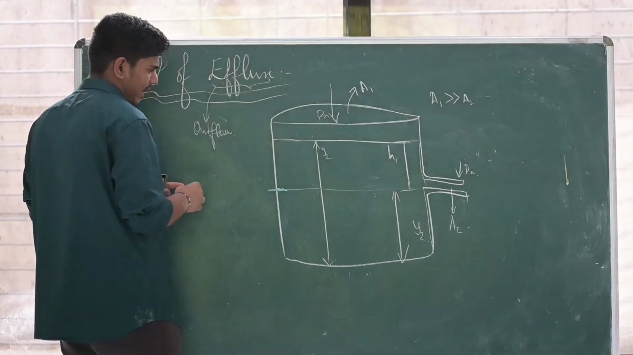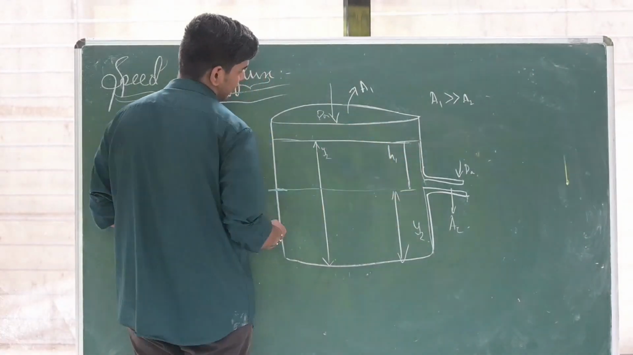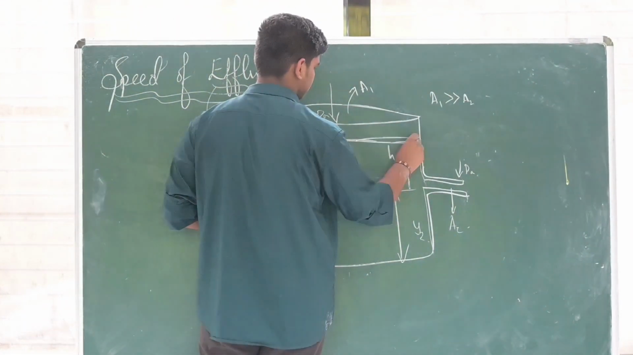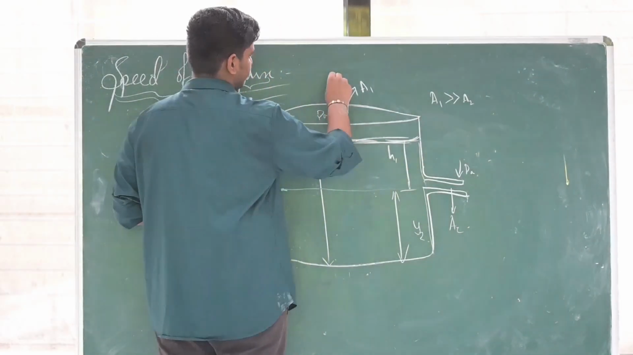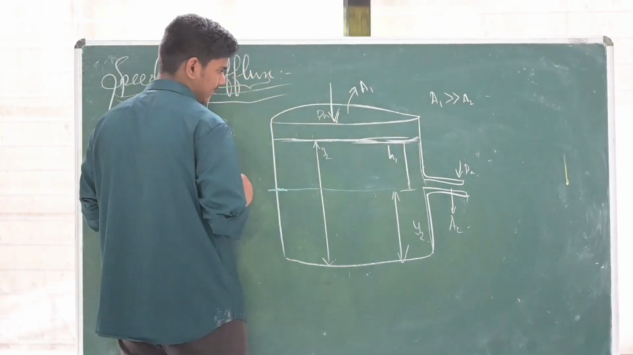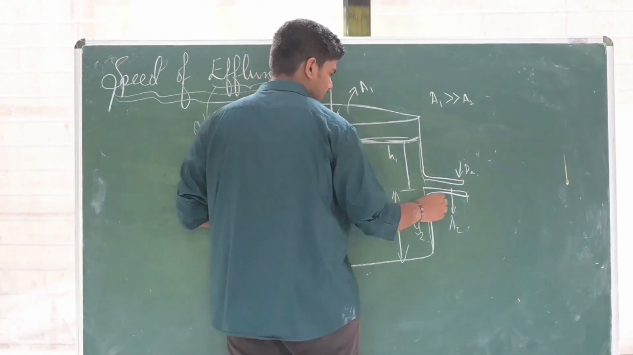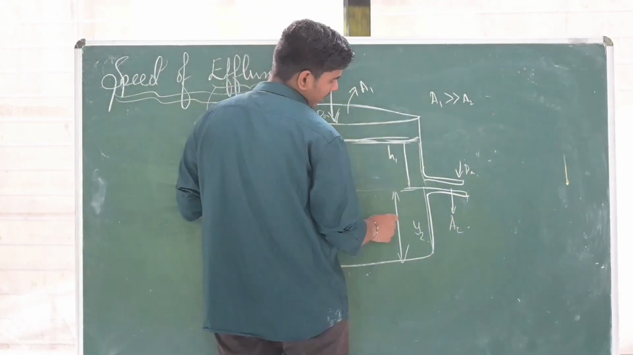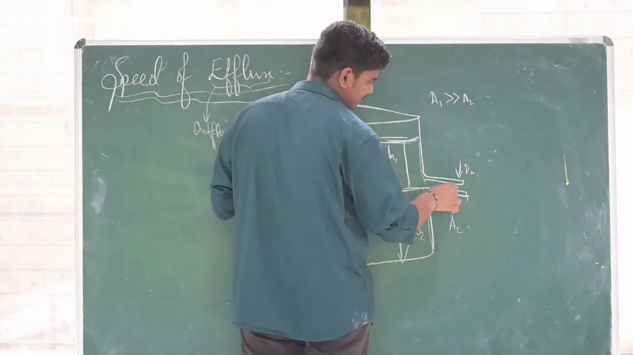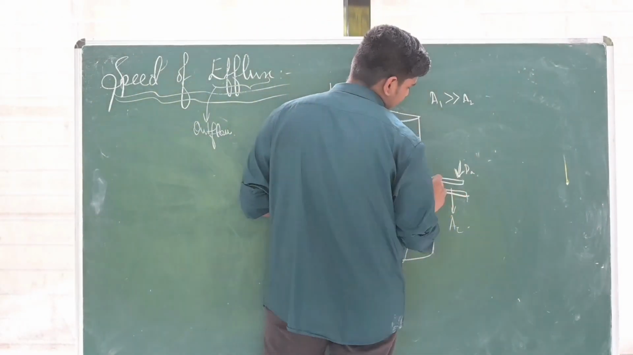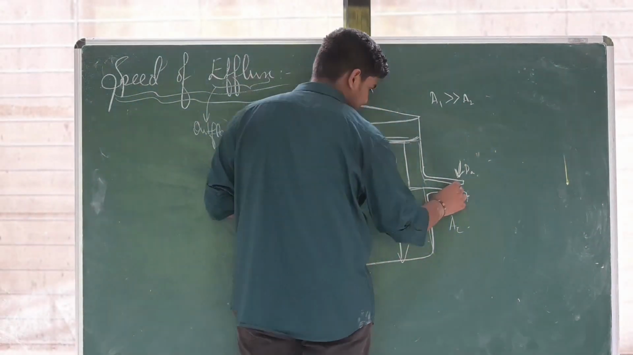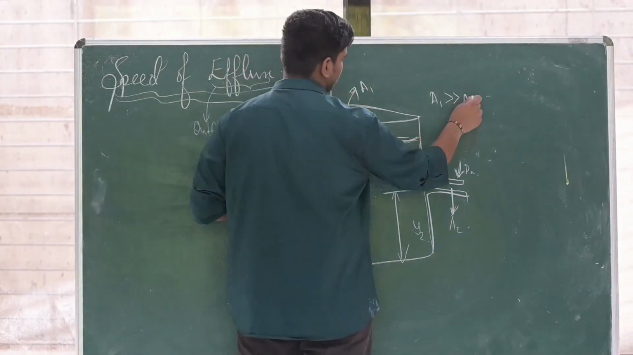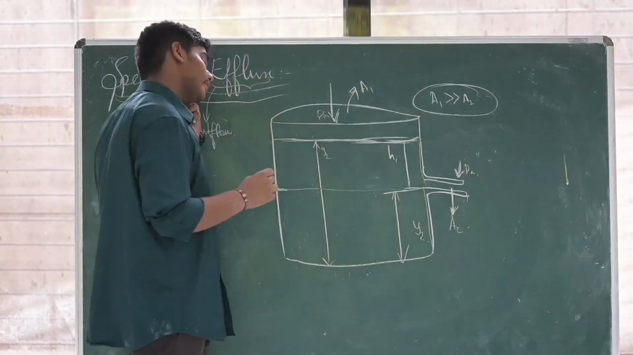Now, imagine we have a container, open container, filled with fluid till height Y2. Now, there is atmospheric pressure acting on it, and there is a hole at height Y2, with atmospheric pressure acting on it. There is A2 and A1. Note that A1 is much, much greater than A2.